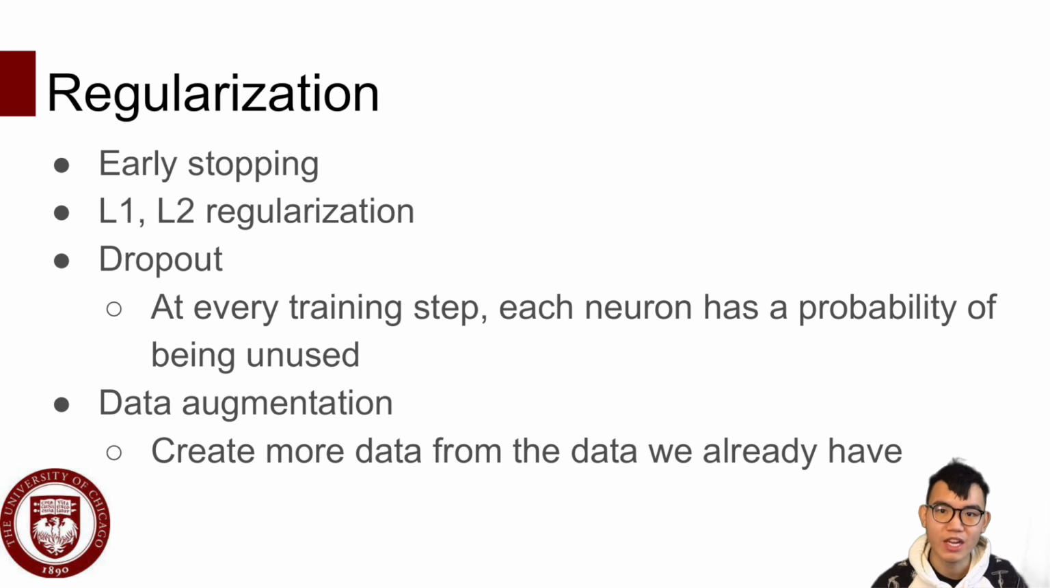And data augmentation is where we create more data from the data we already have. This is a common practice in computer vision because we can easily make changes to our image without changing the label that we assign to the image. For example, we can rotate an image of a cat, which drastically changes the image but doesn't change the label.